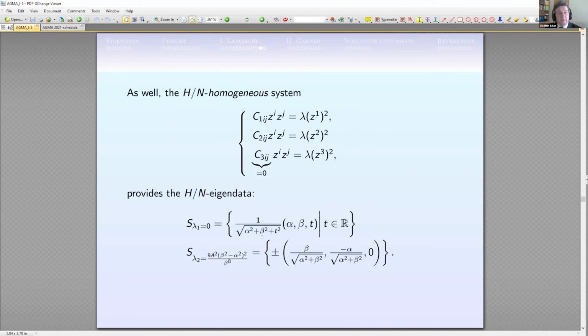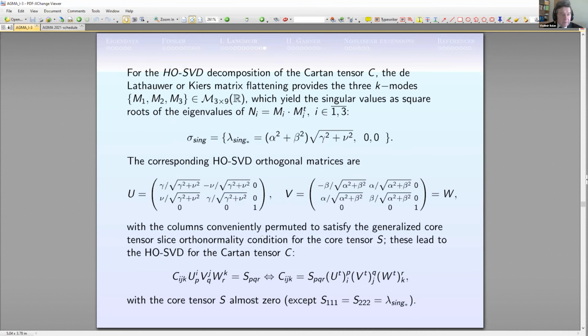Now here we have the system in the homogeneous case, which gives, as expected, different results because the approach is different. So this is good for evaluating the weight of the Cartan tensor. And obviously here is the idea of getting the HO-SVD. Here S is obviously the core tensor, which retains most of its features. And here are the three matrices this time, which allow us to obtain the core tensor.